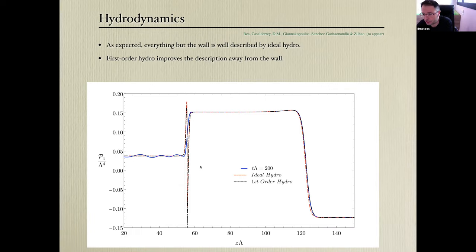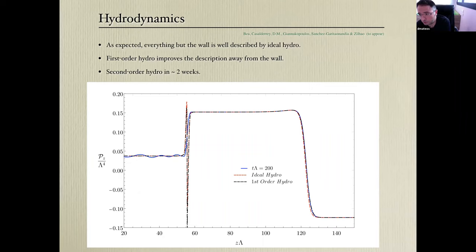This is the wall here. The red curve is what you get with ideal hydrodynamics, and the black curve is what you get with first order hydrodynamics. You see that first order improves a little bit the description here, but neither of these describes correctly the wall profile. Now, my intuition is that second order hydrodynamics, just like in the case of the interface, will describe the wall profile, but unfortunately I cannot show you yet because we are still computing the second order transport coefficients for this theory. But if you stay tuned, I think in a couple of weeks, this will be published and we will know.